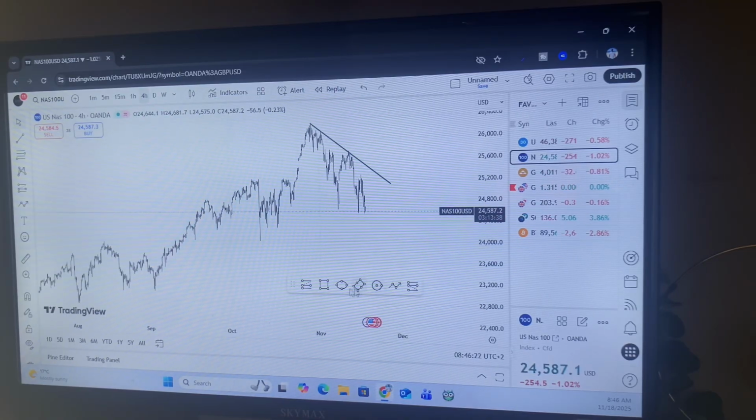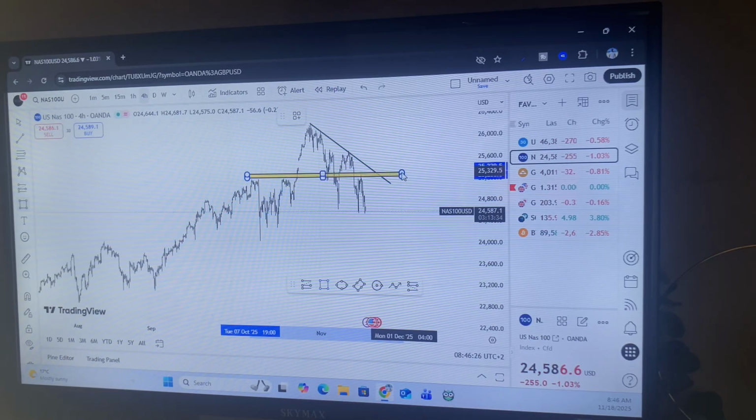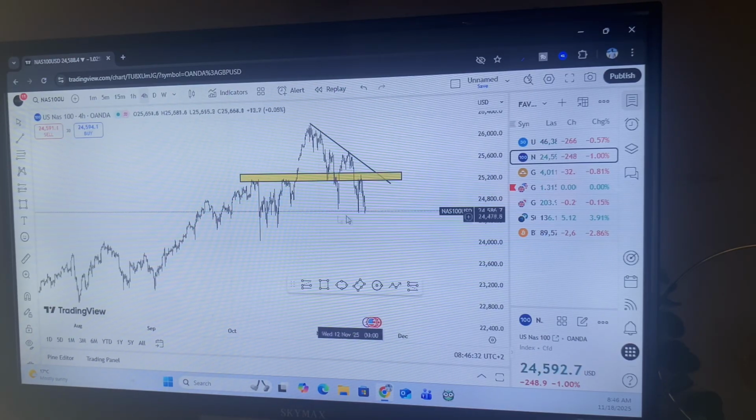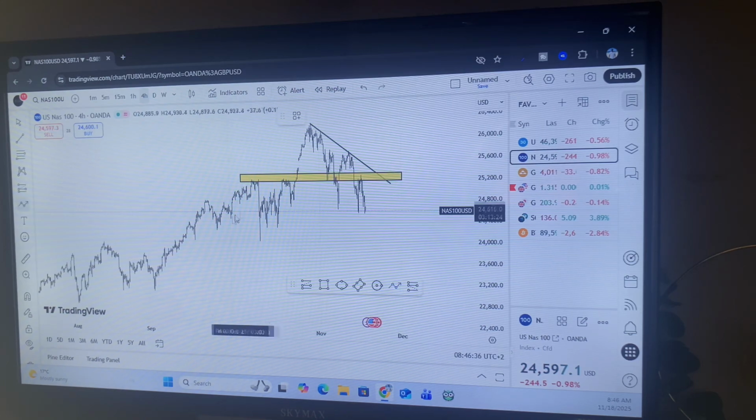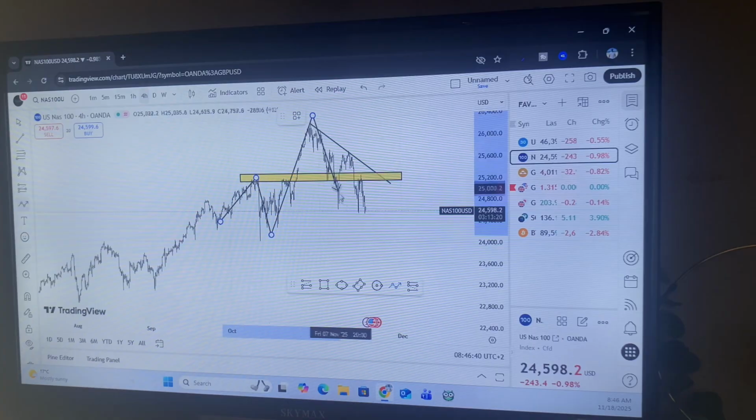What I see here is that there was a previous rejection on the previous resistance. As you can see, there was a rejection here that forms sort of like a head and shoulders. This will be our shoulder, this will be our head, this will be our shoulder, or it can be this one. As you can see, it shows where we are shooting on.